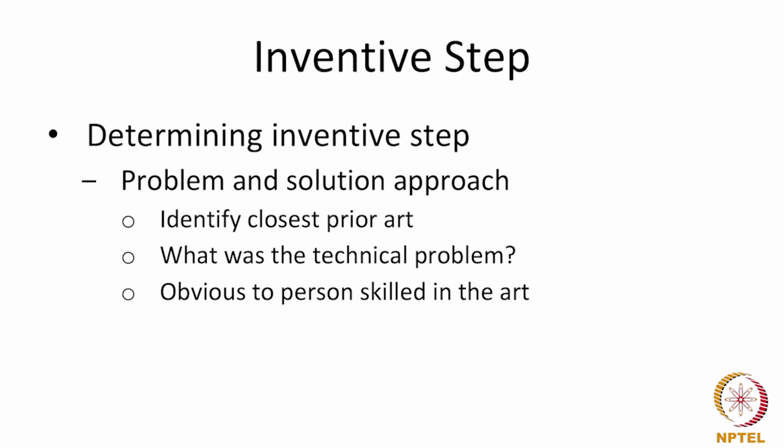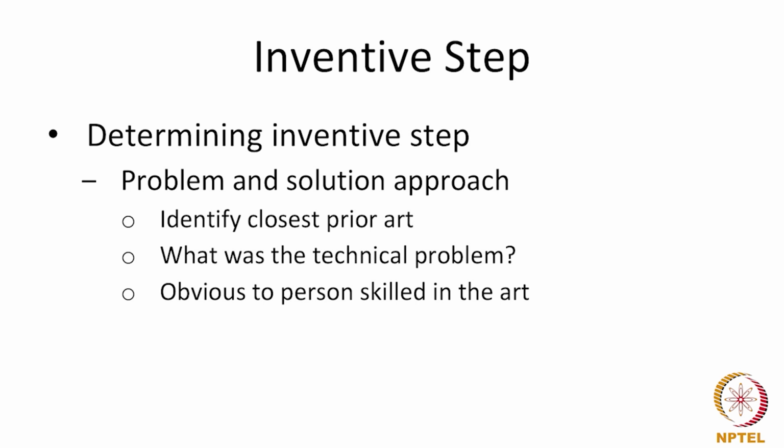So, the problem solution approach is an important tool in patent drafting, because once you envisage the invention as a solution to a particular problem, then it becomes easier to demonstrate inventive step, because the invention is now presented in the claims as a solution to an existing problem. Now, there are 3 stages in the problem solution approach.